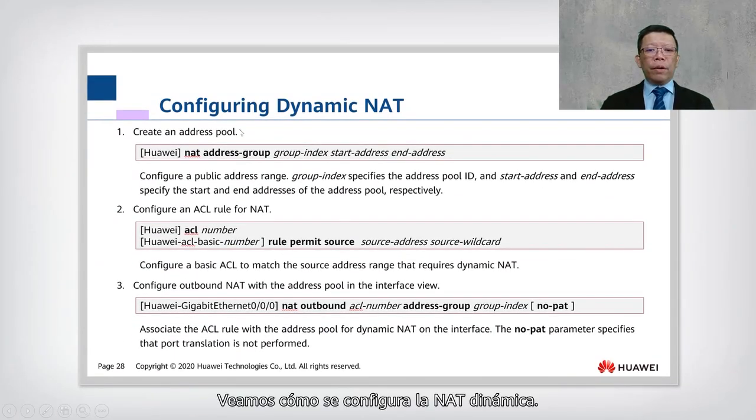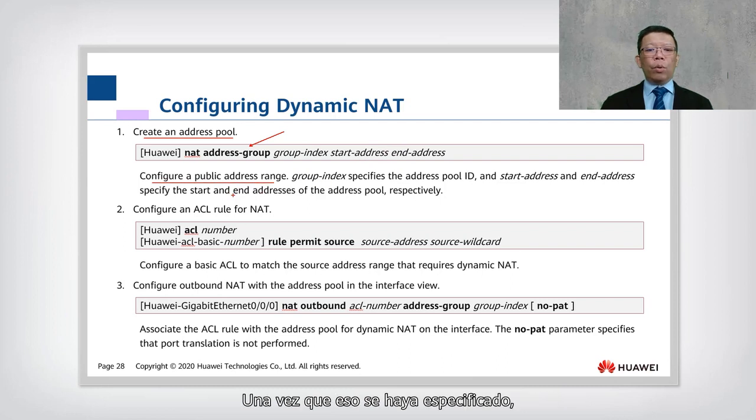So let's look into configuring dynamic NAT. We have a few steps here. Step number 1 is to create an address pool, and the command for you to do that is called nat address-group, and you are going to specify the start IP and the end IP. Of course, this start IP and end IP is the IP address of your public address range.